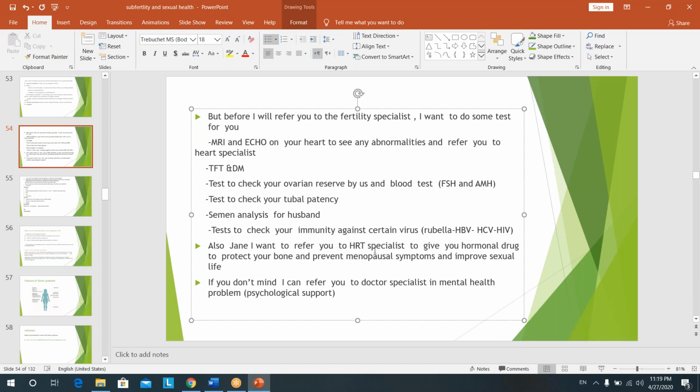Also, Jan, I wanted to refer you to the HRT specialist, hormone replacement therapy, to give you hormonal drugs to protect your bones, prevent menopausal and postmenopausal symptoms, and improve your sexual life. If you don't mind, I can also refer you to the mental health specialist if she has any psychiatric problem like that.